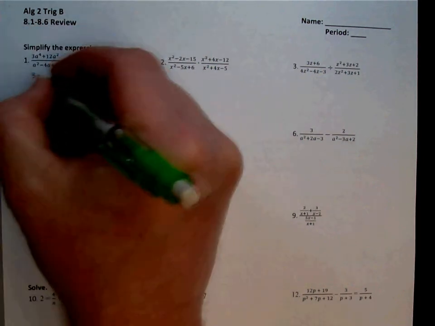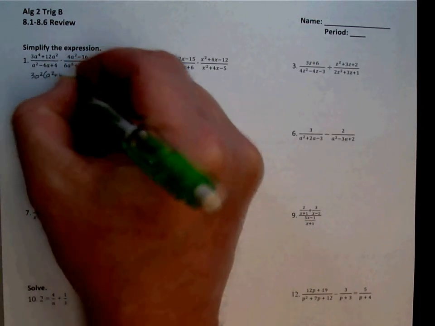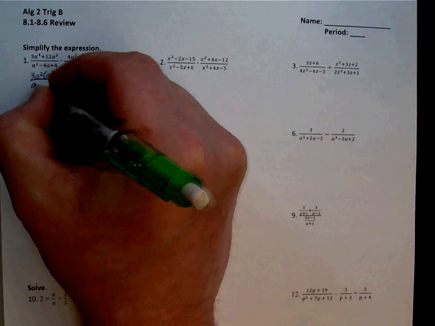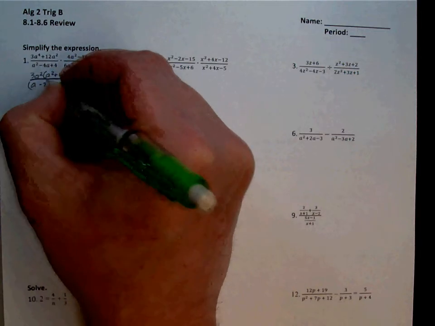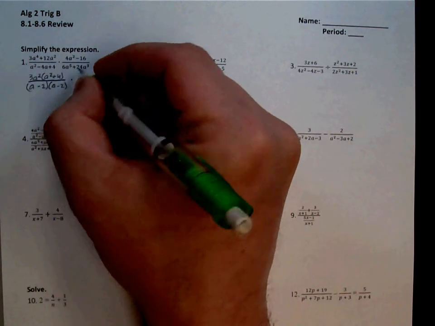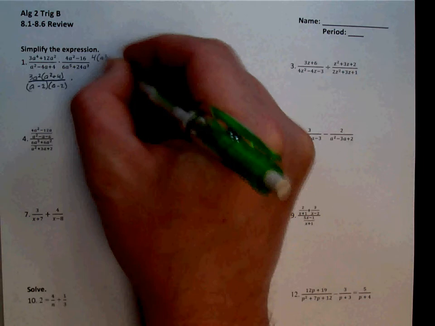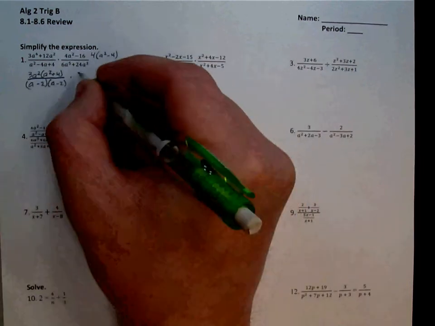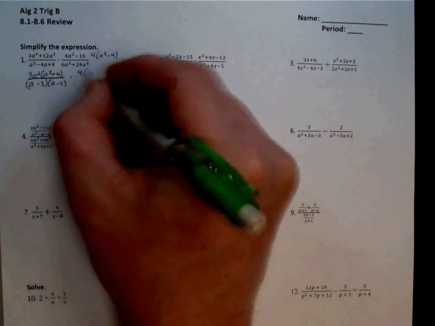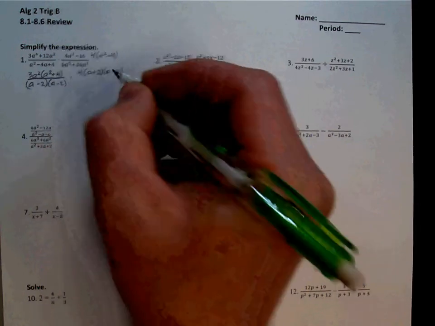Alright, number one, we're going to start factoring, so I can pull out a 3a squared, leaving me with a squared plus 4 over a minus 2 times a minus 2. Second fraction, I can pull out 4, which leaves me with a squared minus 4, and then a squared minus 4 is a difference of squares, which factors to a plus 2, a minus 2. So I need to factor that completely.